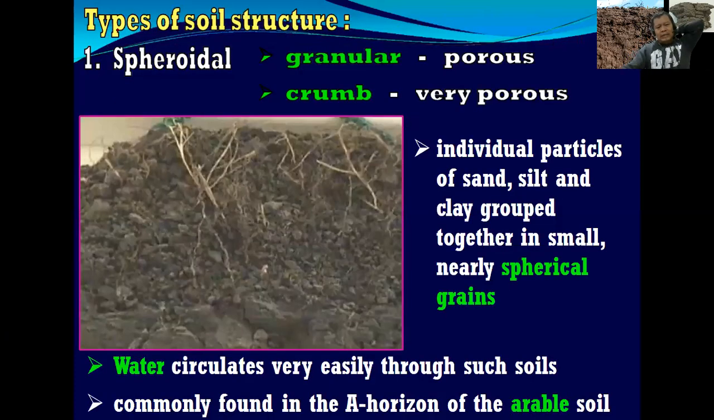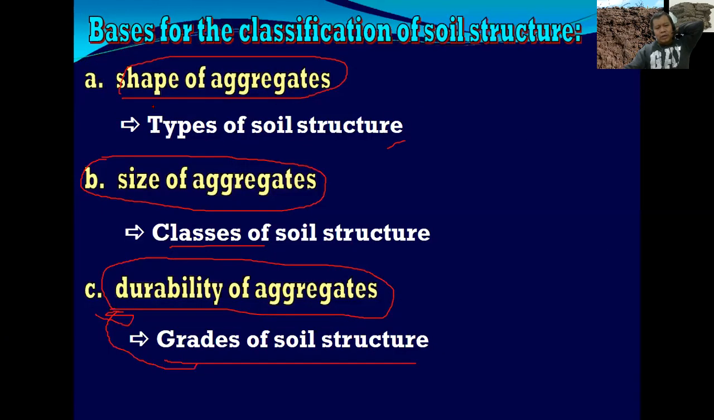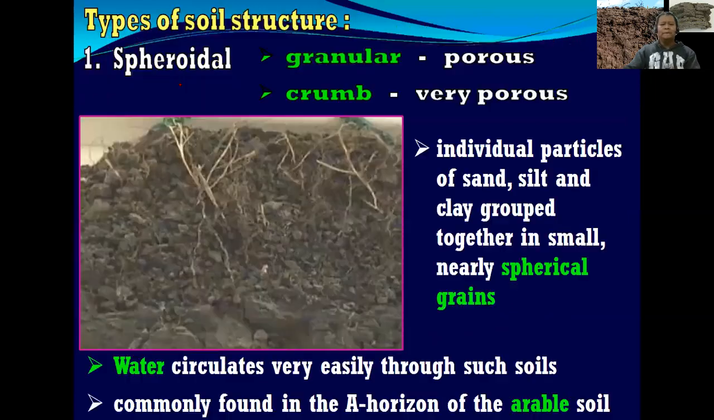So first, types of soil structure based on shape. Based on shape, we have types of soil structure. The first one is the spheroidal soil structure. Spheroidal could be granular or could be crumb. Actually, the spheroidal, granular, and crumb soil structure is the best soil structure in the upland.